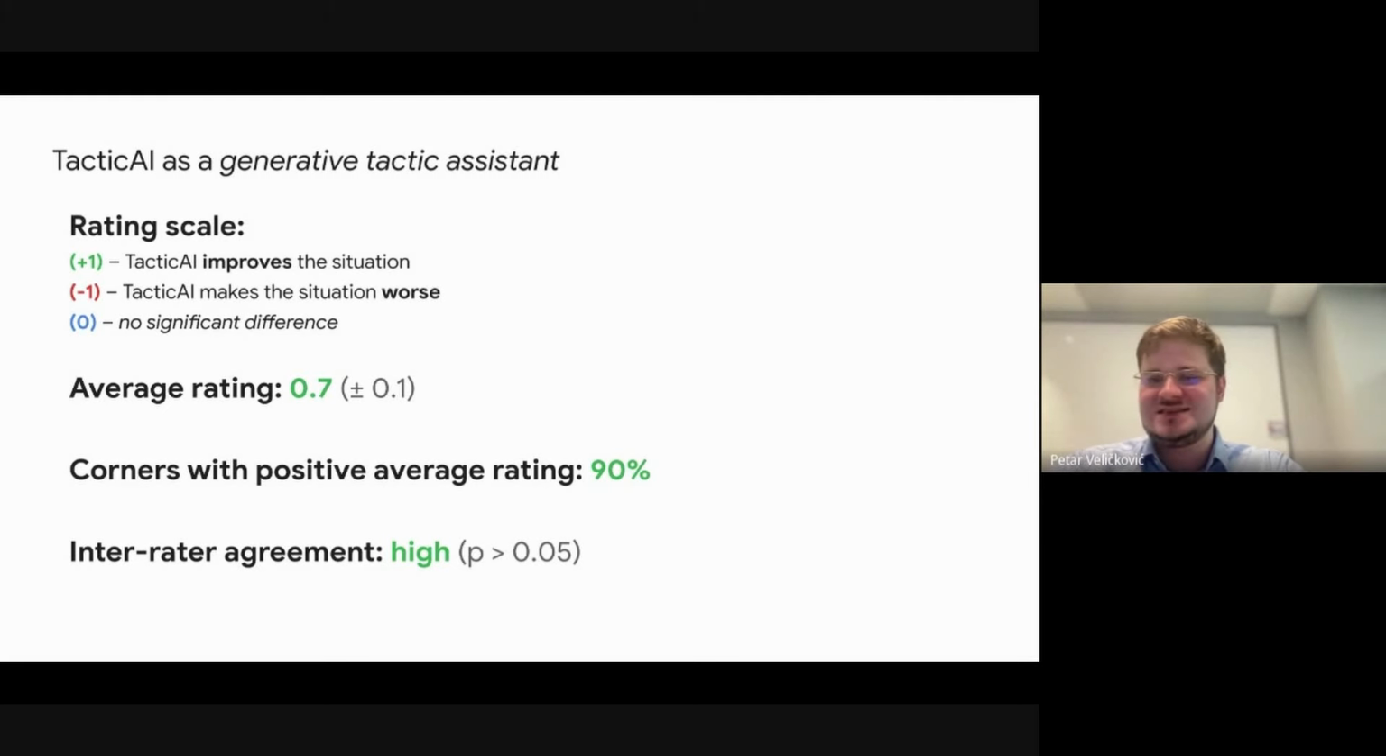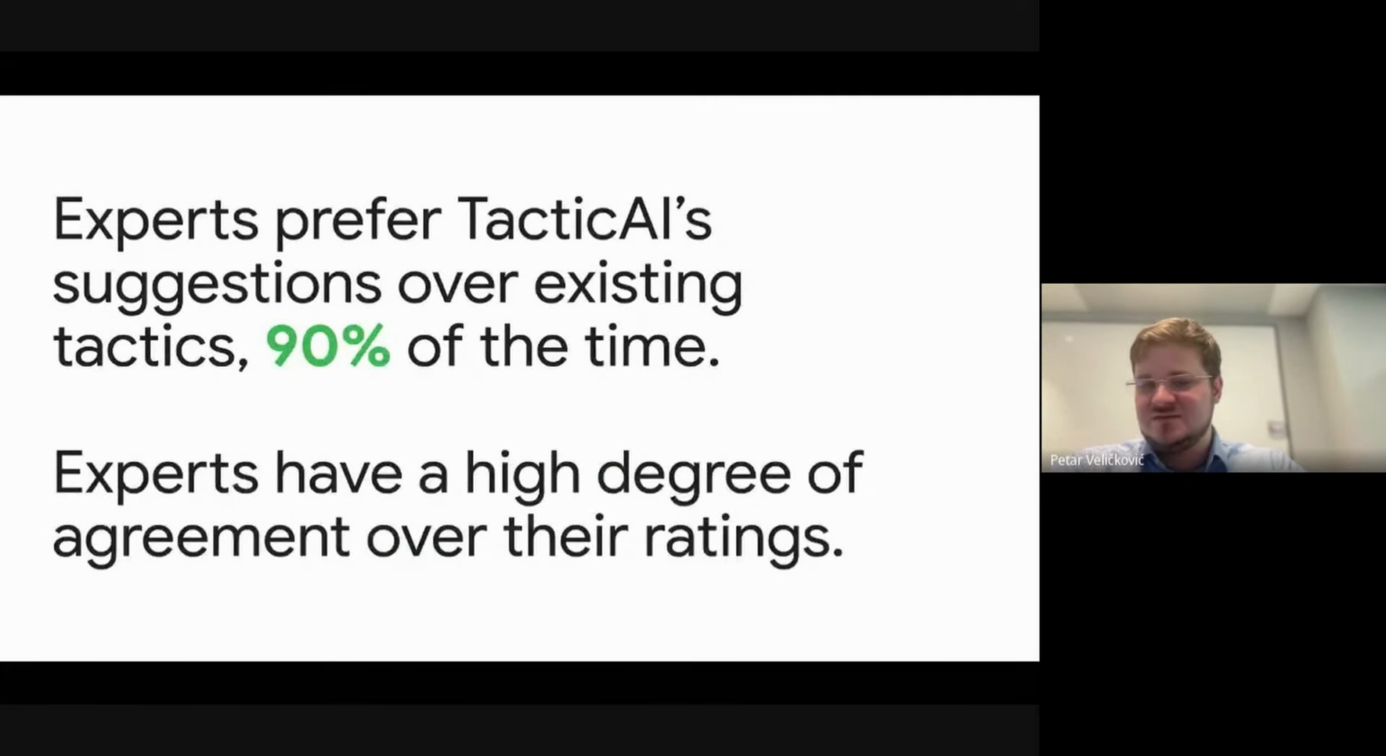So this is not the case of some person who really likes the AI recommendations and drives the average up, but actually on individual examples, we have a high p-value for inter-rater agreement. So this is also good. So what does this mean? 90% of the time, at least over the 50 corners we showed them, experts prefer TacticAI suggestions over existing tactics, and there's a high degree of agreement over this. It's not just a case of one outlier who really likes it, that compensates for others that don't.